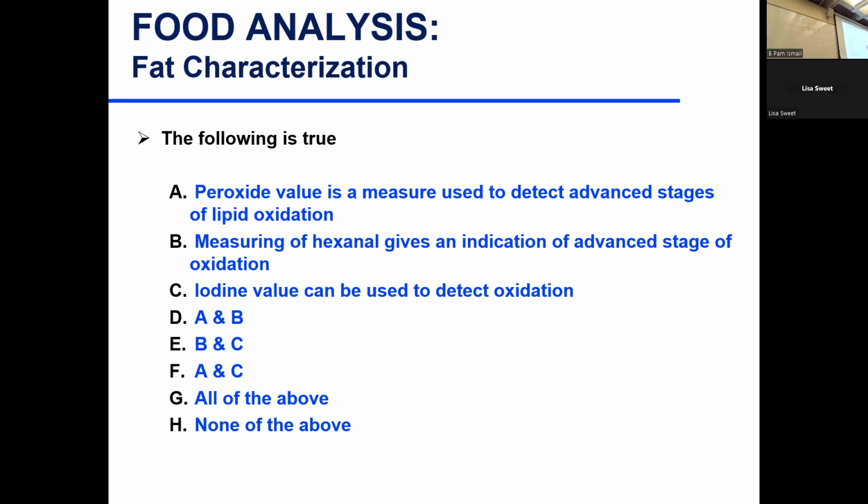Now, can it be used to detect oxidation? Well, it's not a direct method, but if you know the initial iodine value of your fat, oxidation is going to attack double bonds. So an oxidized oil or fat will have a lower iodine value than a non-oxidized oil or fat. Because iodine attacks the double bonds, and if the double bonds are already broken due to oxidation, you will have a lower iodine value. So keep that in mind as we go through the lecture, and that will help you with the lab as well.